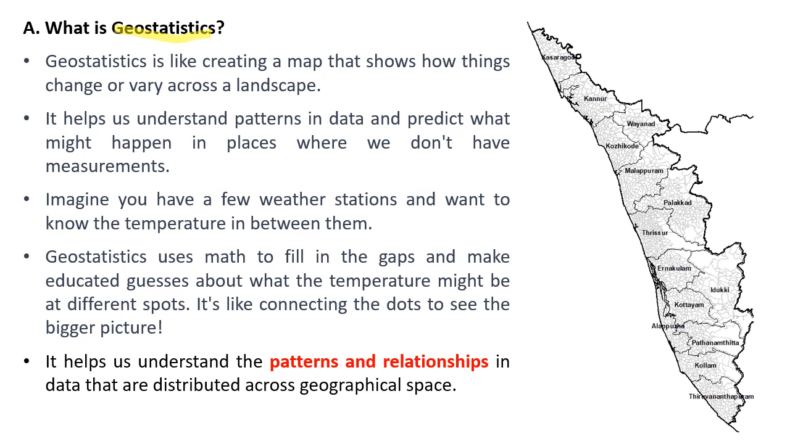So when I say spatial data, spatial data will have the coordinate information in the form of latitude and longitude. So it helps us create a map that shows how things change or vary across a landscape. And it helps us to understand the pattern in the data and predict what might happen in places where we do not have the measurements.